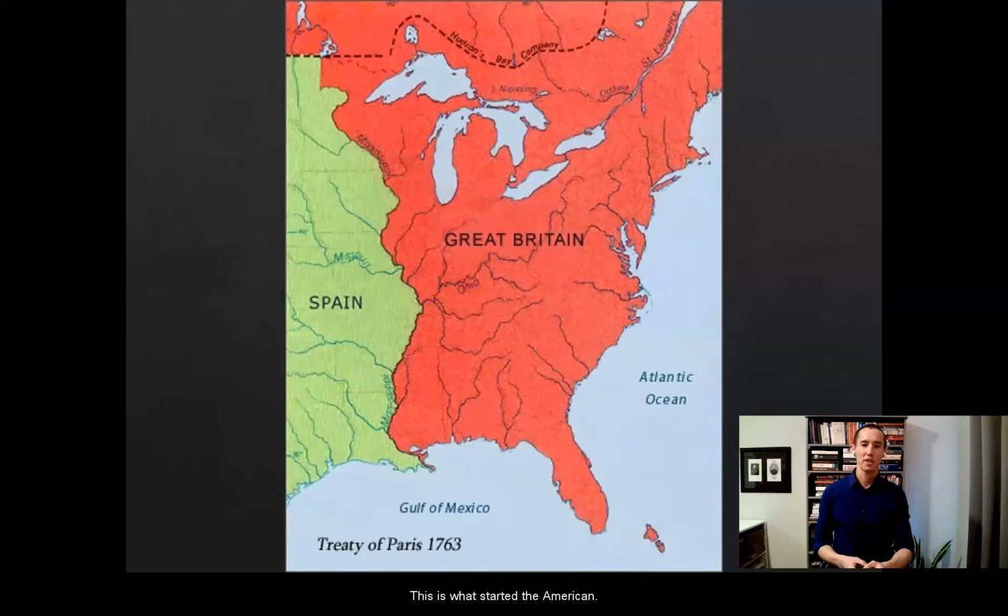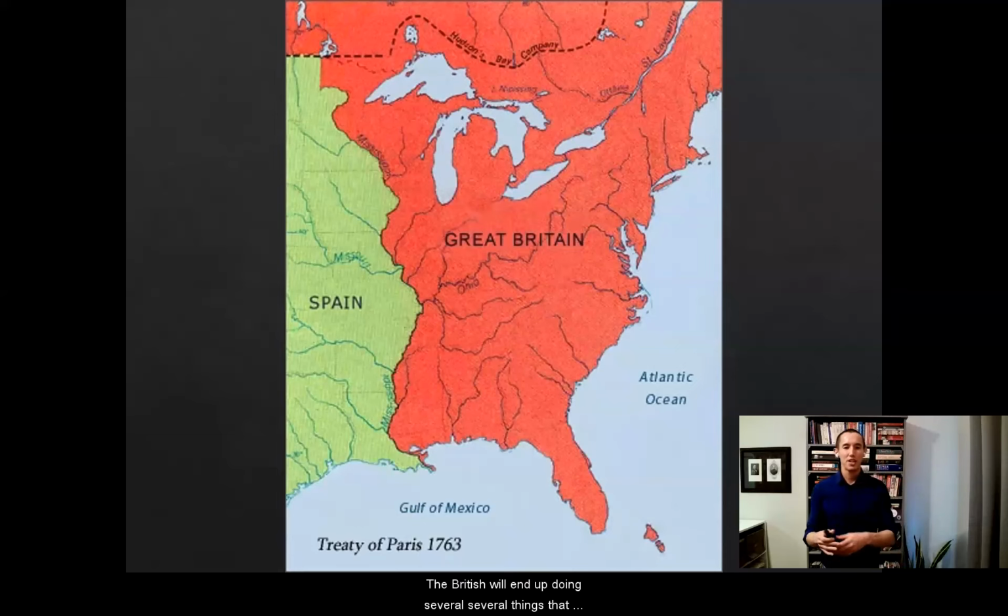This is what started the American Revolution. How does winning a war completely start an American Revolution? Well, it did for several reasons. Make sure you read about them in your notes there. The British will end up doing several things that upset the colonists.